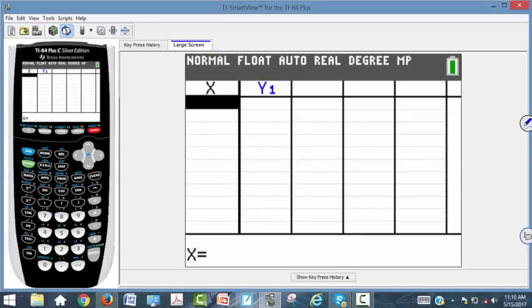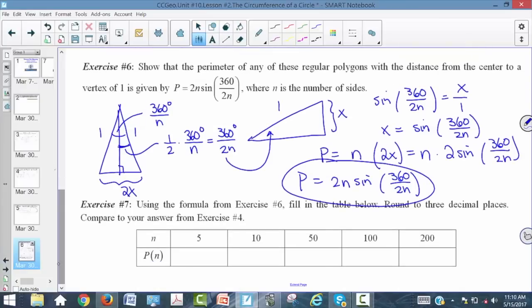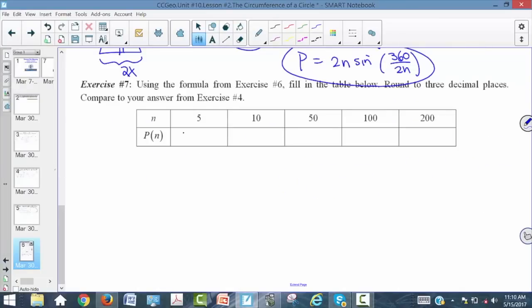Okay, so what did I want? I wanted to know what the perimeter would be if I had 5 sides. And that perimeter would be 5.8779. Let me throw that in. Let me extend the page a little bit. Okay, let me go back to my calculator.